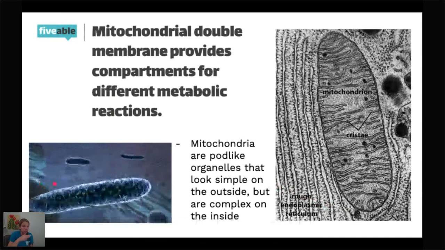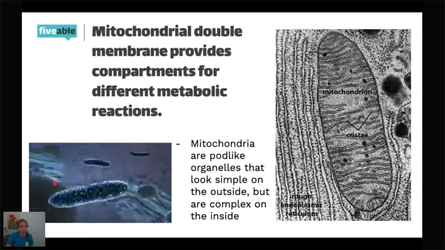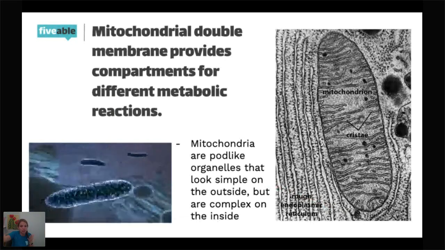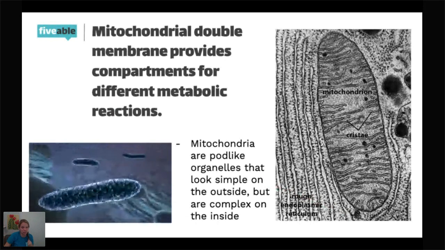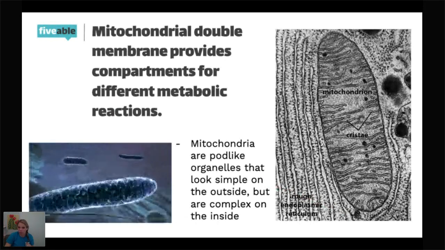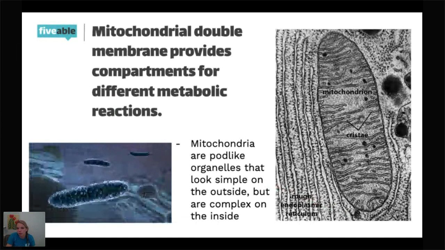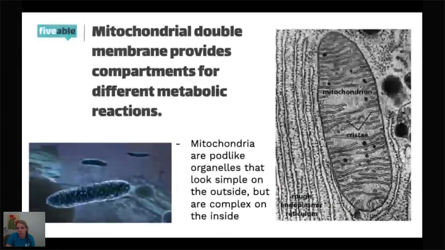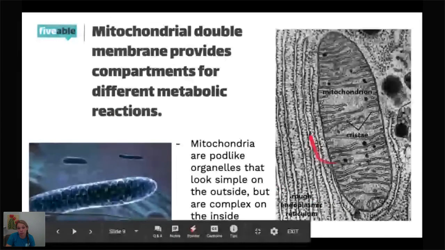It's just floating around like we're about to see a Star Wars scene. We're about to see Darth Vader in there. I don't know. It doesn't look that complex. But then over here on the right, I have a scanning electron microscope photo.